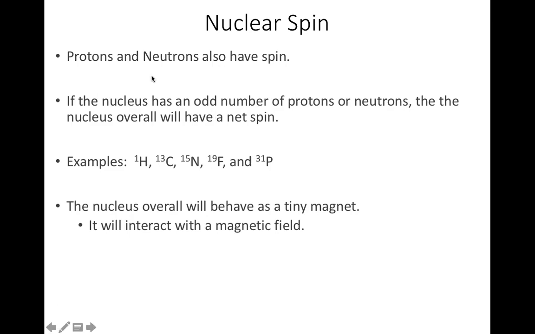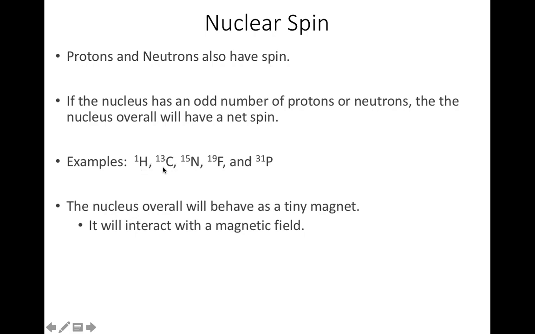So, just like electrons, it turns out that protons and neutrons also have spin. And if the nucleus has an odd number of protons or neutrons, then the nucleus overall will have a net spin. And some examples of nuclei that have a net spin are things like regular old hydrogen, or the isotope of carbon that's carbon-13, right?